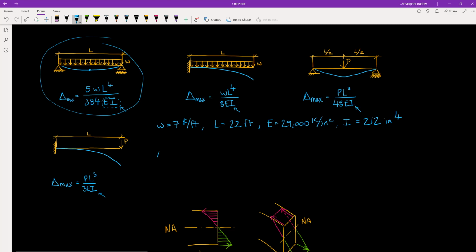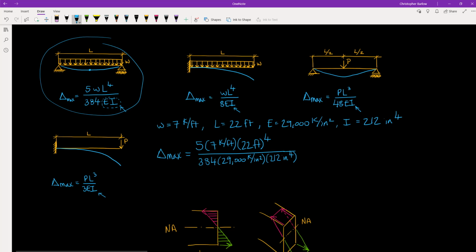So our maximum deflection, which occurs at midspan, will be equal to 5 times 7 kips per foot times 22 feet to the fourth power over 384 times 29,000 kips per square inch times 212 inches to the fourth.